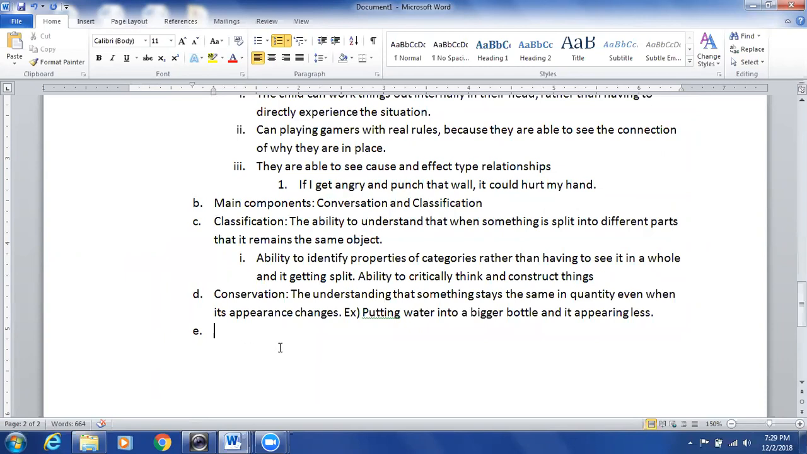Okay, so with that, we move on to the next stage, which is formal operations. Stage 4, formal operations. And this is 11 years old on to adolescence.